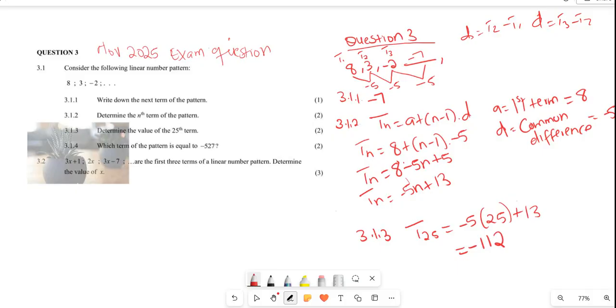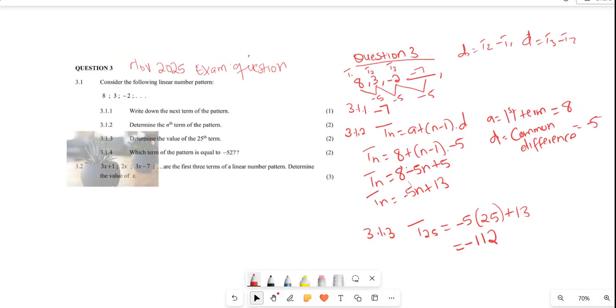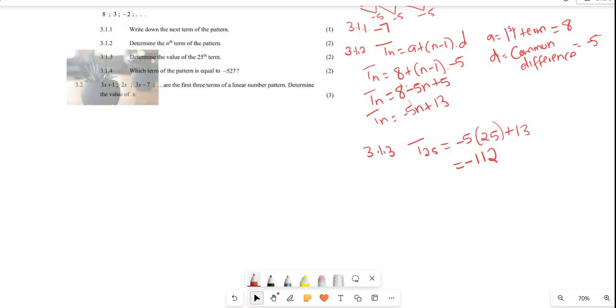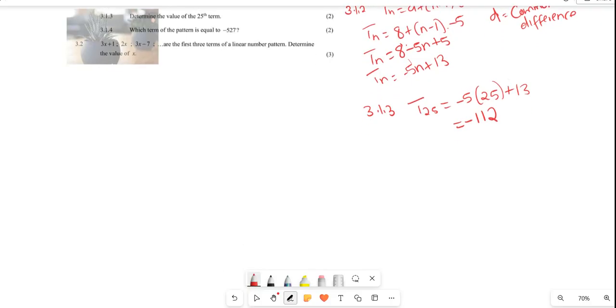Okay, guys, let's proceed to 3.1.4. Hope you all can see now. Right here, 3.1.4.